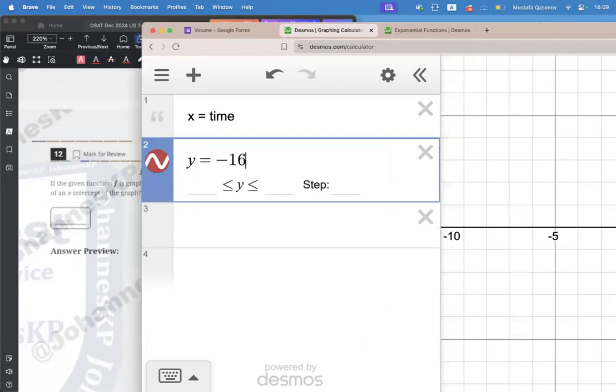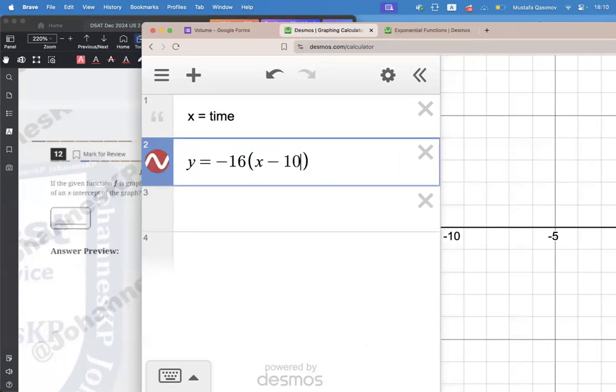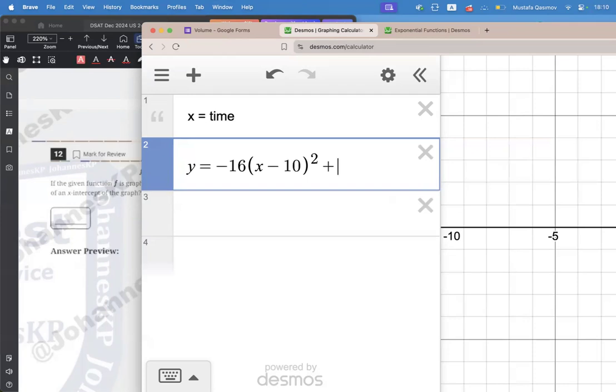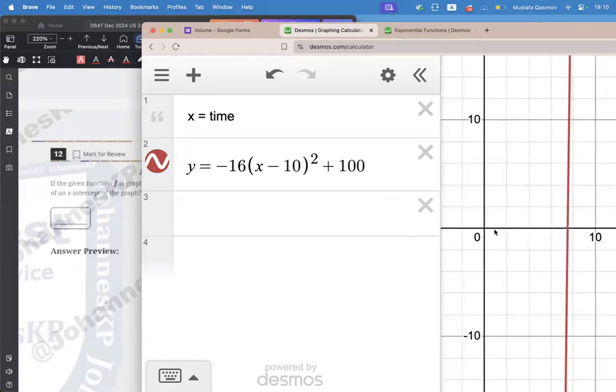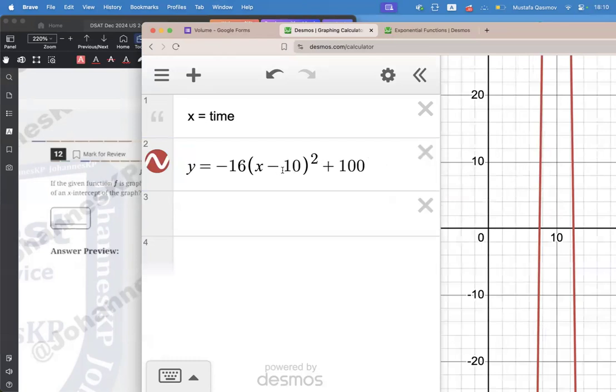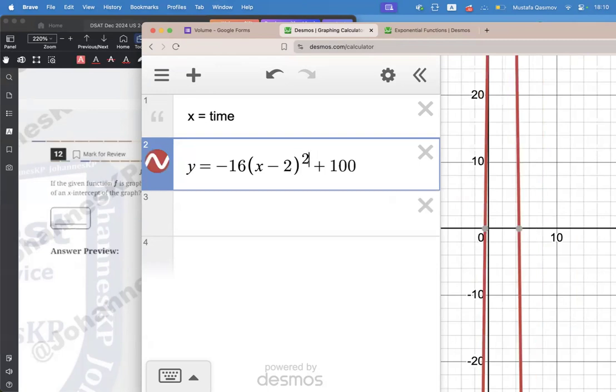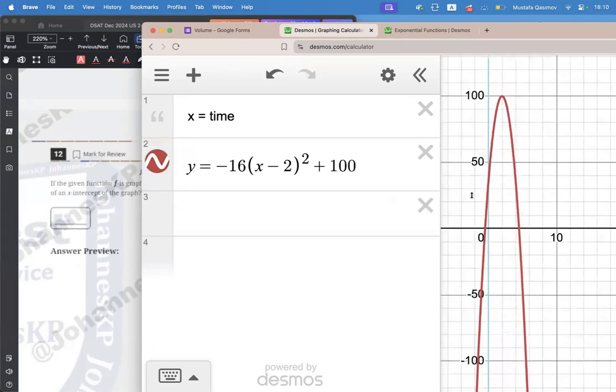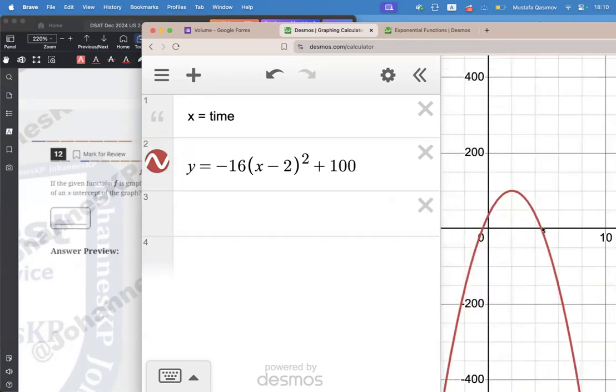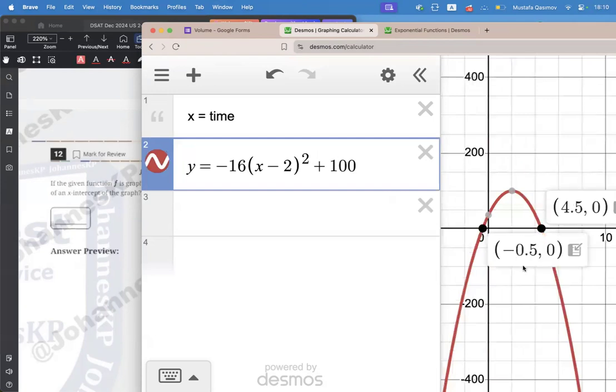Okay, for example, let's say that we have a function like this. It show us an object which go. Okay, we have function like that, for example. No, not like this. Let's make it 2. Let's make it, for example, 60, 50. Okay, 100. Okay, you can see that here we have two x-intercept, 4.5 and negative 0.5.